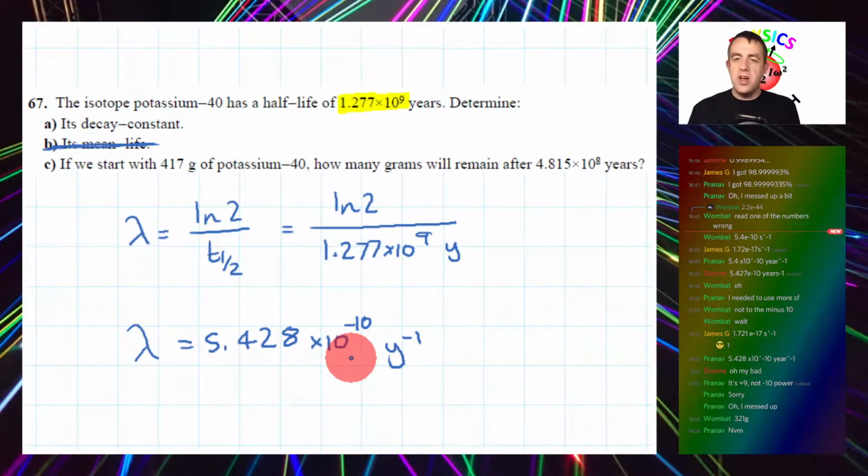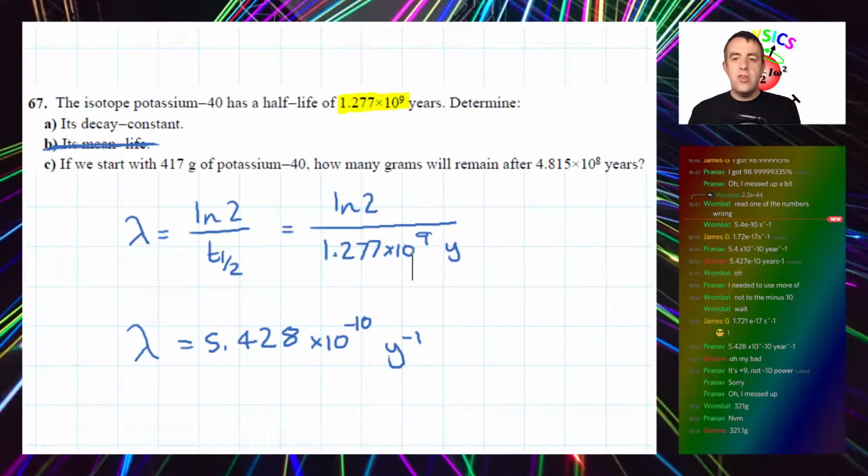So Wombat's got an answer. We've already tried this sort of question before. Gnome has got an answer. We've tried this sort of question before, so we've got a good feel for how to do these sorts of questions. Yep, so your answer would be given to 3 significant figures.